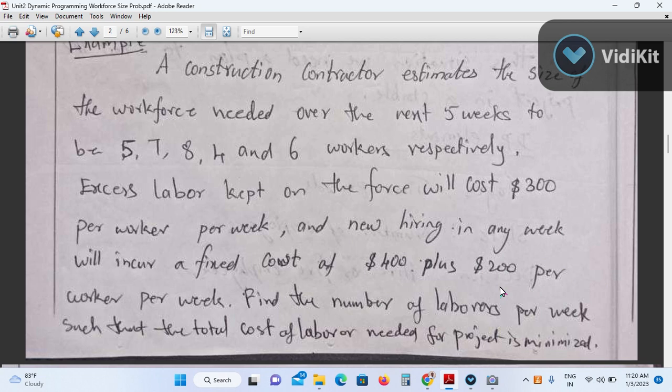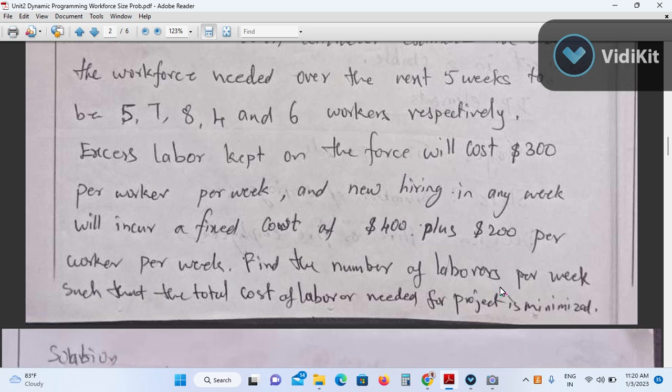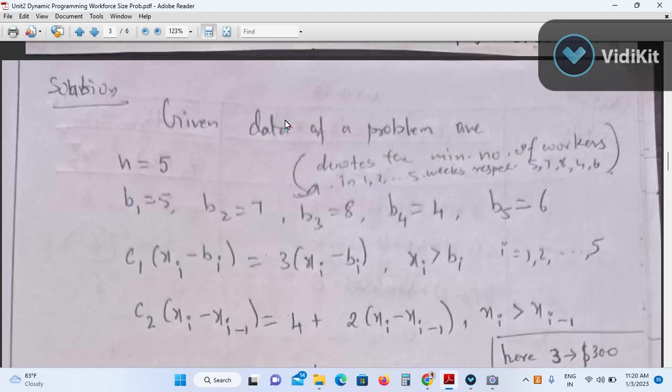And now the question is what? To find the number of laborers per week such that the total cost of laborers needed to complete the project is minimized. So this is the thing. Based on this observation, we can put it in the standard notation, because these are all denoting the minimum number of workers for each and every week. Therefore, we can put it in the standard notation.